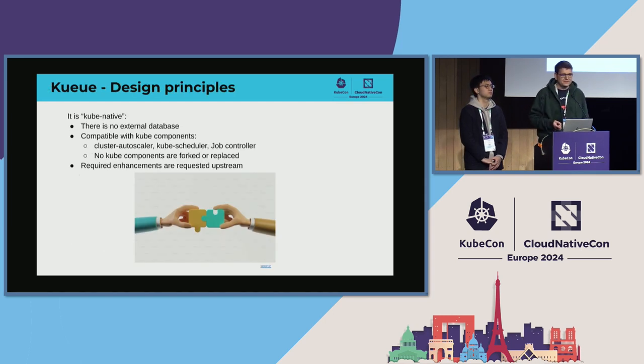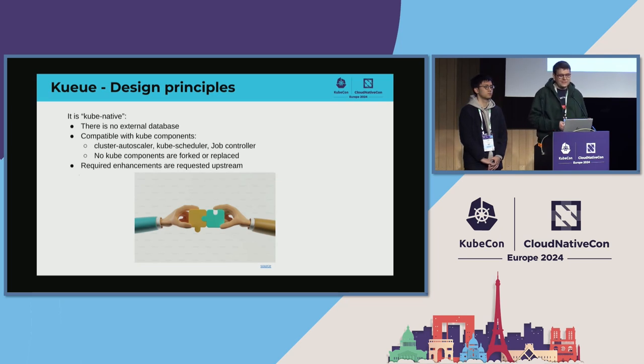So how does Q achieve its goals? So the main design principle of Q is actually very simple. We want to be cloud native. And what this means is that, for example, we don't need to have any external database. So everything lives inside etcd, and that is managed by Kube API server. Also, we are compatible and coexist nicely with all core Kubernetes components, such as cluster autoscaler, Kube scheduler, or job controller. So none of the components is forked or replaced when working with Q.